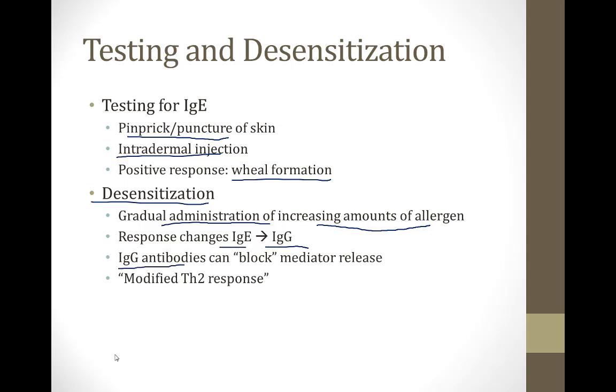These IgG antibodies have been shown to block mediator release by mast cells. This is called a modified Th2 response. And this is sometimes done in my field of cardiology when people are allergic to aspirin, but they really need to take the drug for a cardiac condition.